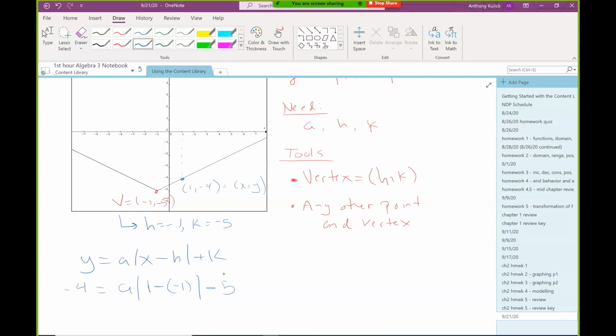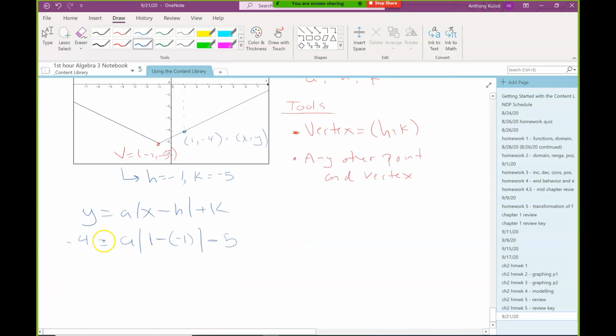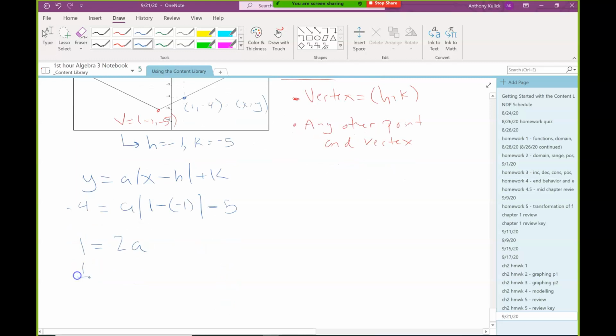Notice you have an equation now with just one unknown in it, just a. So we can just solve this equation for a. I'll start by adding 5 to both sides. And then I know 1 minus a -1 is really just 2, and the absolute value of 2 is just 2. And usually you write the coefficient in front of the variable. Everybody good there? So if I divide by 2, I get that a is 1/2.